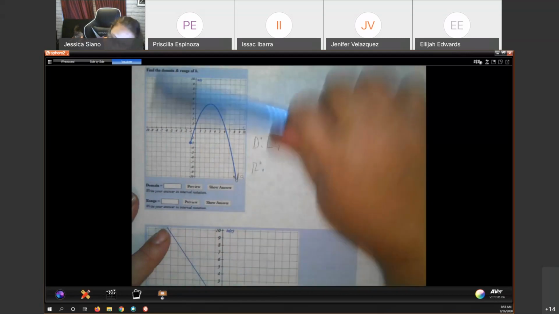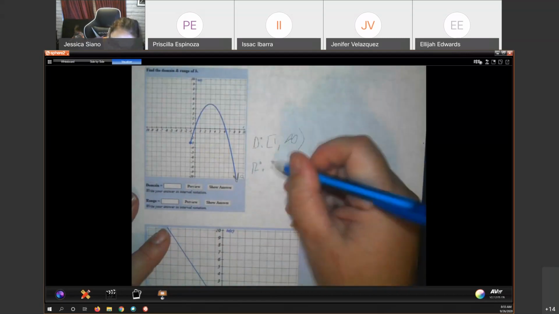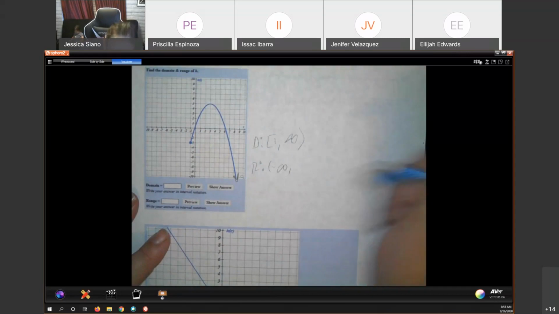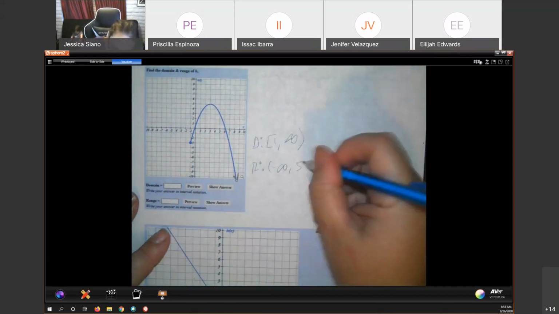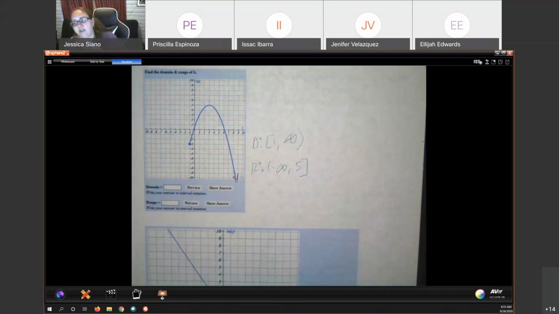Bottom to top, well, it's going to go down forever, so that's negative infinity. And then its highest y value is at 5. And since that is a point on the graph, it gets a bracket.